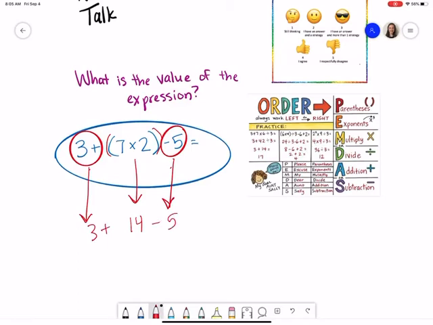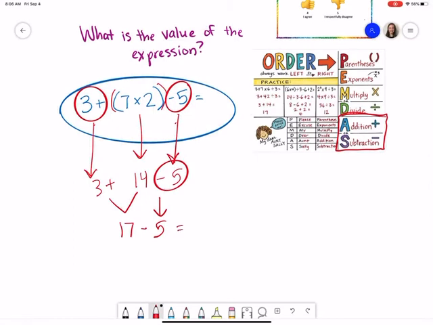Now I'm going to start on the left and work my way to the right because we know that addition and subtraction are the same step. Okay, so it's whatever comes first. So 3 plus comes first. So I'm going to do 3 plus 14. 3 plus 14 is 17. I'm going to bring this down. Minus 5. 17 minus 5 is 12. Okay, so that's my final answer.